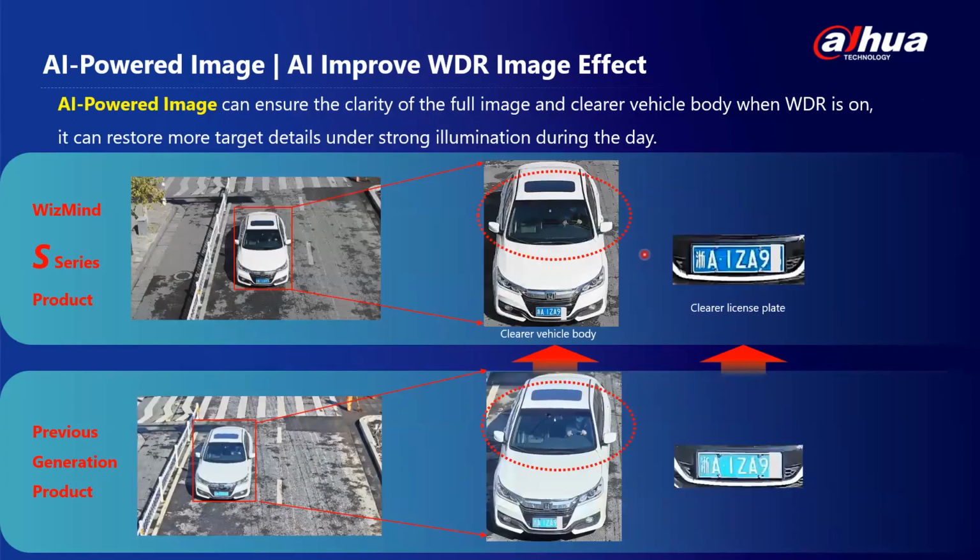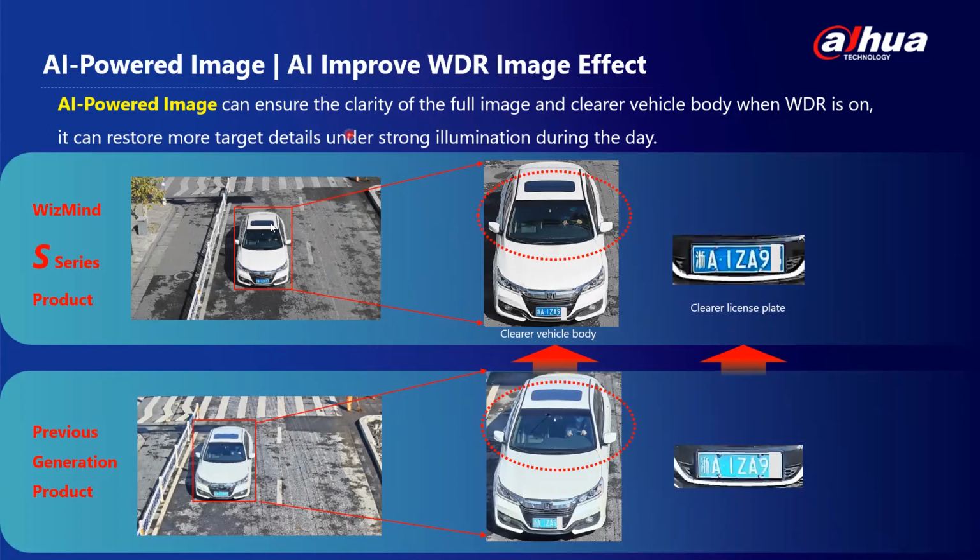This is an outdoor scene for the AI improved WDR image effect function. The same case again, with clarity of the full image and a clear vehicle body. When the WDR, or wide dynamic range function, is on, it restores more target details in strong illumination during the day.